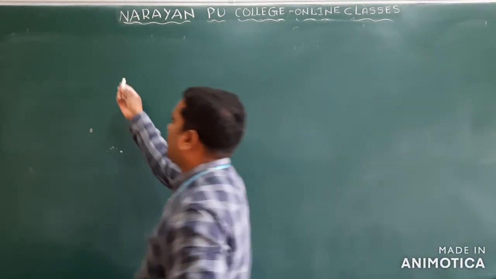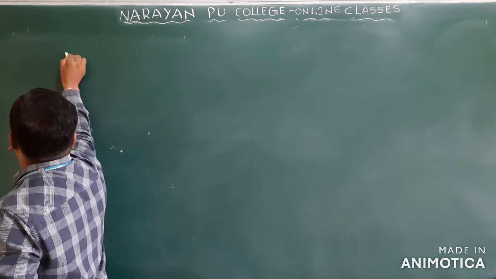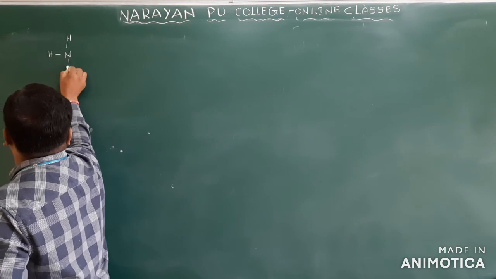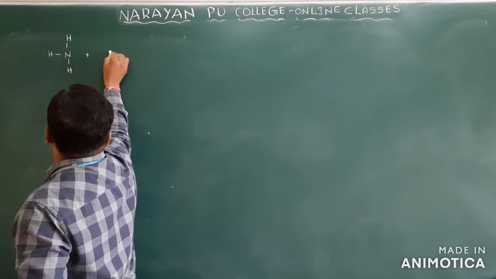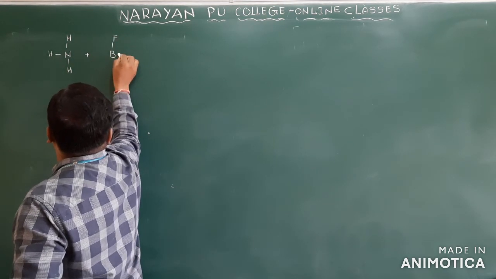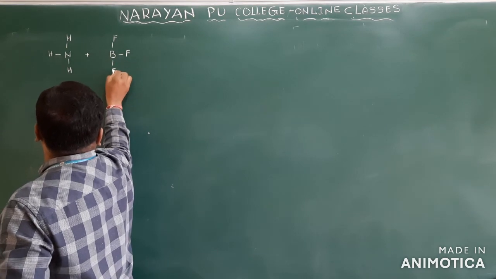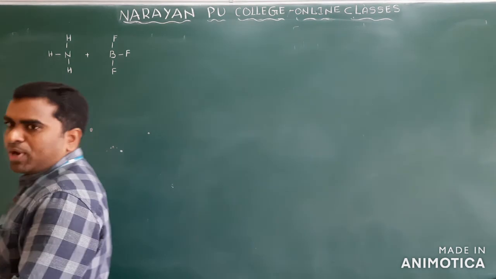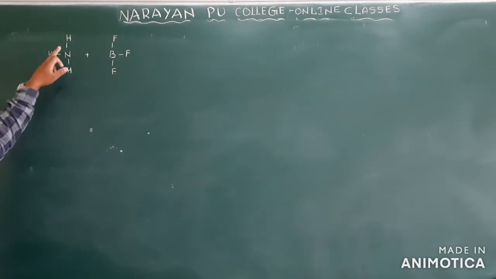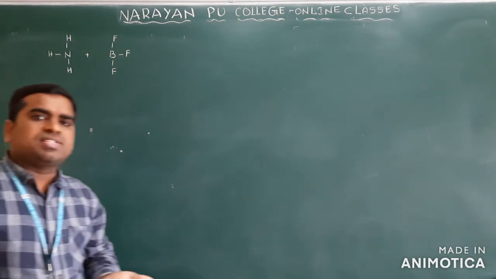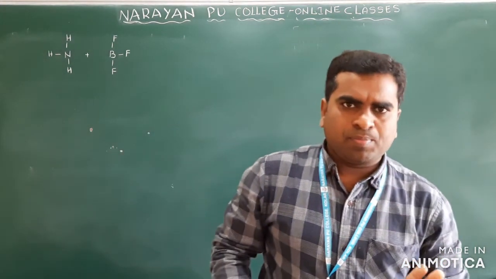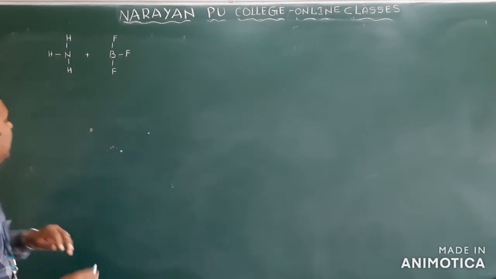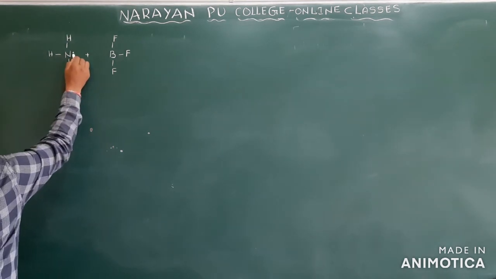So another example I will take here, NH3, clear? Another one is boron trifluoride, BF3, clear? You know that nitrogen is forming how many bonds over here? Nitrogen is forming 3 bonds. What is the covalency of nitrogen? 3, clear? So if nitrogen forms 3 bonds, then it is having one lone pair of electrons.